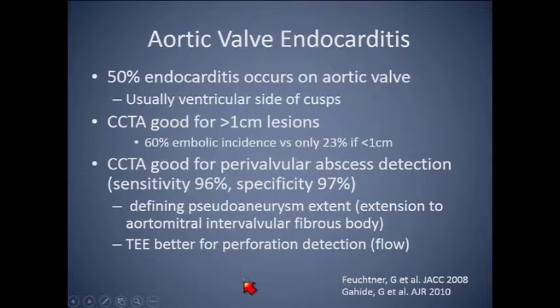She did okay, though. So when we talk about endocarditis, remember that 50% of the time endocarditis occurs on the aortic valve. People can come in through the ER with some nonspecific symptoms, specifically if they have subacute endocarditis. Fuchsner showed a number of years ago that when you look at CCTA versus transthoracic echo, for surgical lesions, those lesions a centimeter or greater, CCTA is as good as TEE for perivalvular abscess detection, probably defines pseudoaneurysm extent better than TEE, and TEE, because it can do flow imaging, will show you small perforations better.